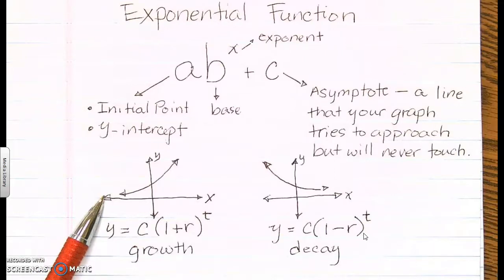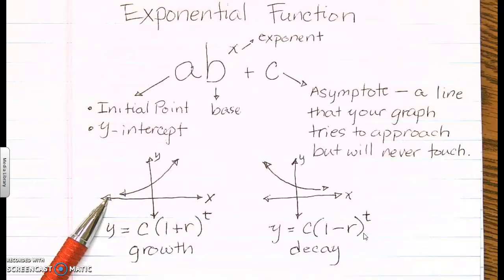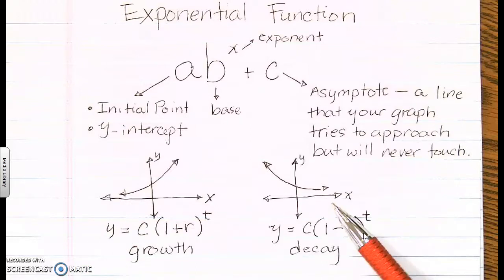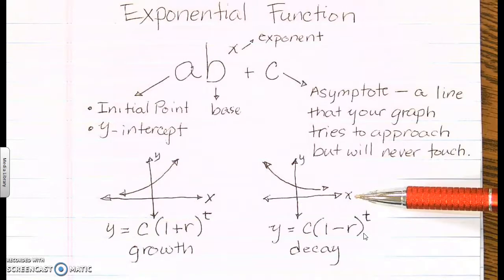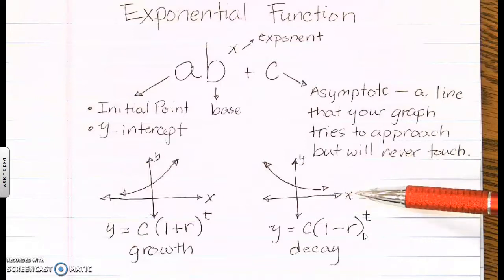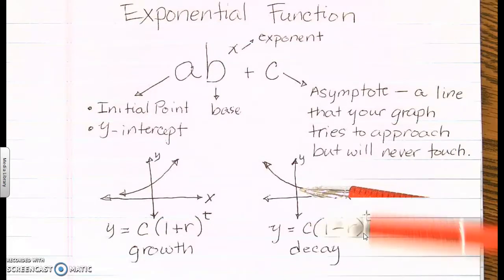Exponential growth looks like this because it's going up, and just to emphasize, the asymptote here is your x-axis, which has an equation of y equals 0. This is your y-intercept, or that's your c. In this case, this is exponential decay because the graph is going down. This is your asymptote, the line that your graph tries to approach but will never touch. This is the x-axis, and the equation for your asymptote is y equals 0. This is your initial point, which is the c, and that is your y-intercept.